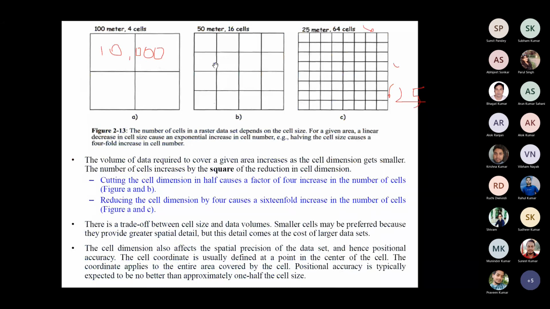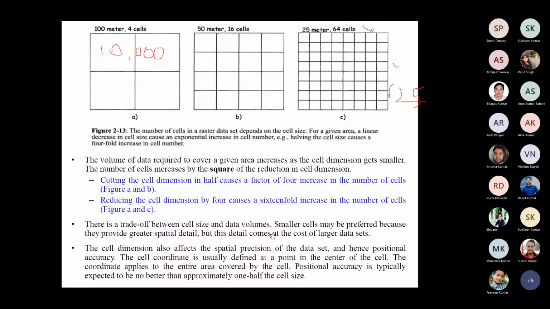So the volume of the data required to cover a given area increases as the cell dimension gets smaller. The number of cells increases by the square of the reduction in cell dimension. Cutting the cell dimension in half causes a factor of 4 increase in the number of cells. Reducing the cell dimension by 4 causes a 16 times increase in the number of cells. So there is a trade-off between the cell size and data volume. Smaller cells may be preferred because they provide greater spatial resolution, but their detail comes at the cost of larger data sets. The cell dimension also increases the spatial precision of the data set and hence positional accuracy.